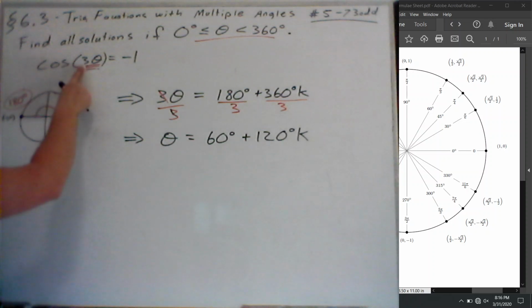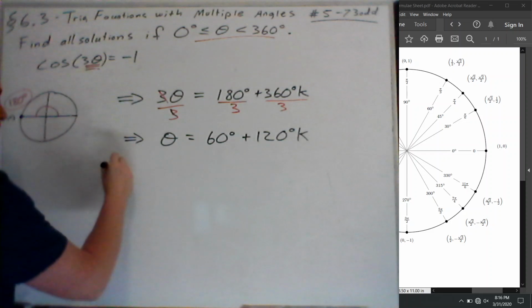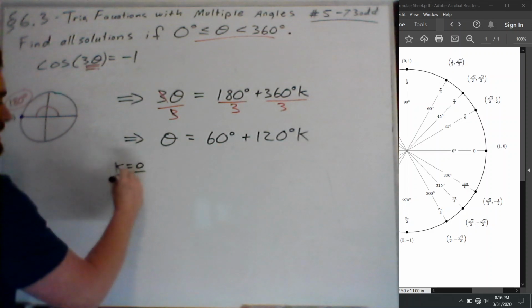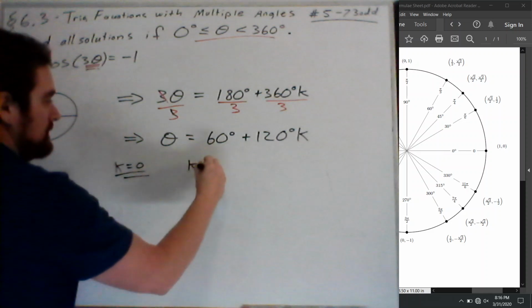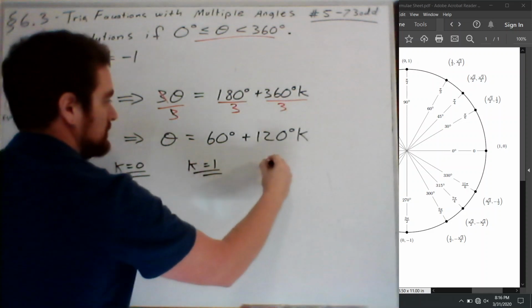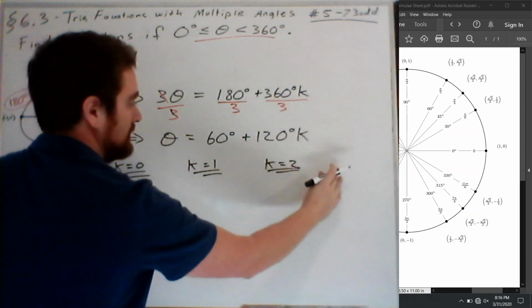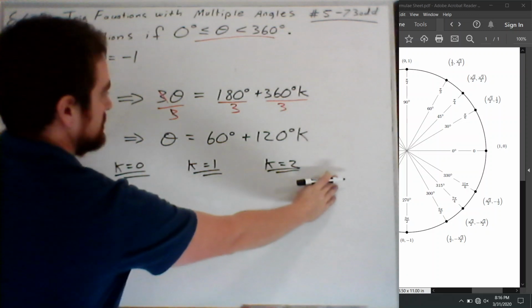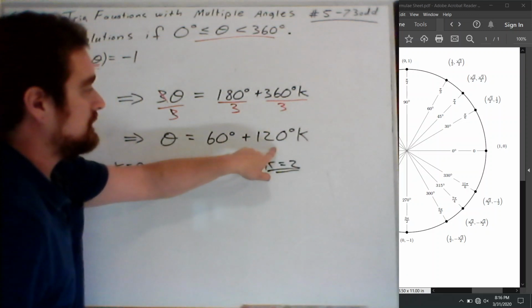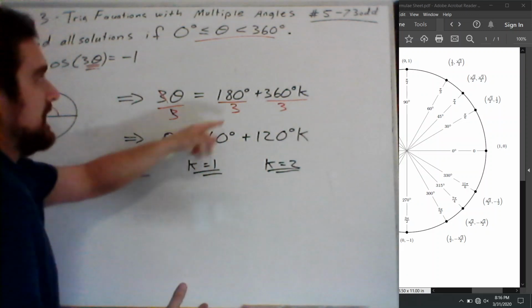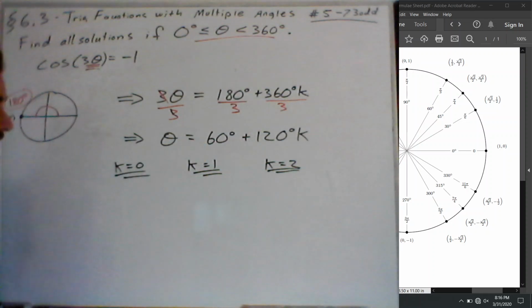Okay, so now we're in a situation where we have a triple angle, which means we need to look at the case where k equals 0, the case where k equals 1, and the case where k equals 2. I don't need k equals 3, because 3 times 120 is 360, and then I'd have to add more. I'd be going way too far. So I go one less than the multiple that I see.